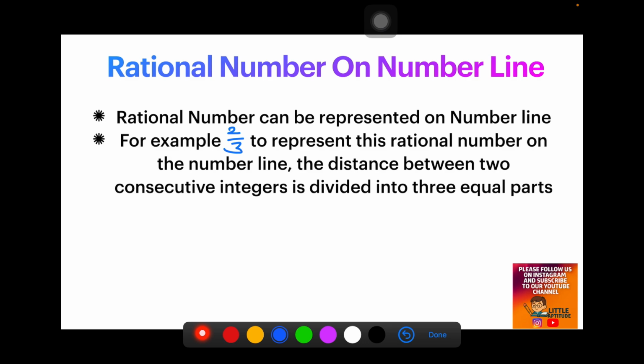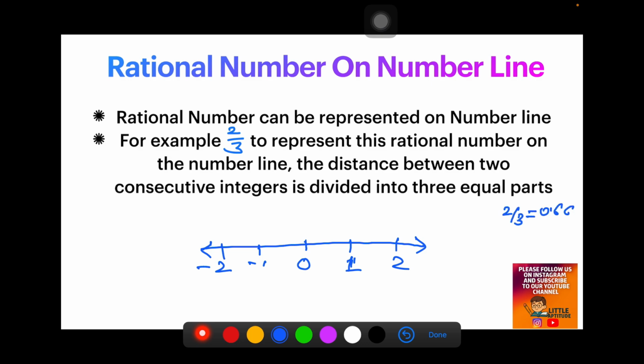As I mentioned, a rational number is in the form of p by q. For example, here I want to represent 2 by 3 on the number line. So what I need to do is draw one line here. Okay, this is the number line with integers. Now I want to represent 2 by 3. So 2 by 3 is equal to 0.66, so it comes between 0 and 1.